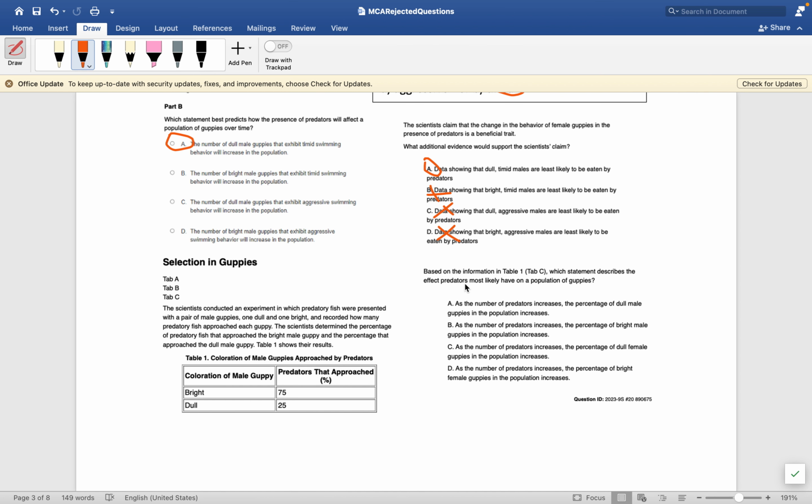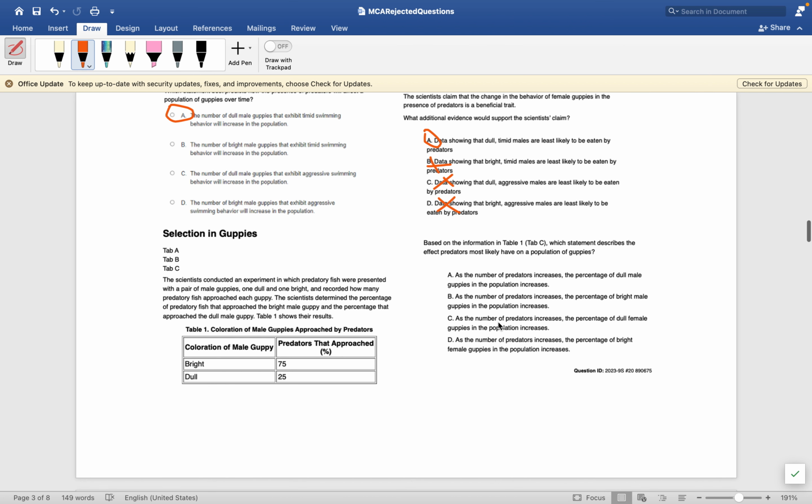Okay, based on the information in Table 1, here's Table 1. Which statement describes the effect predators most likely have on the population of guppies? Let's read through them. As the number of predators increases, the percentage of dull male guppies in the population will increase. Okay, that makes sense because these numbers imply that they were eaten. So if you increase predators, you're going to see more dull males. So that's true. As the number of predators increases, the percentage of bright male guppies, no, that's false. They will get picked off.